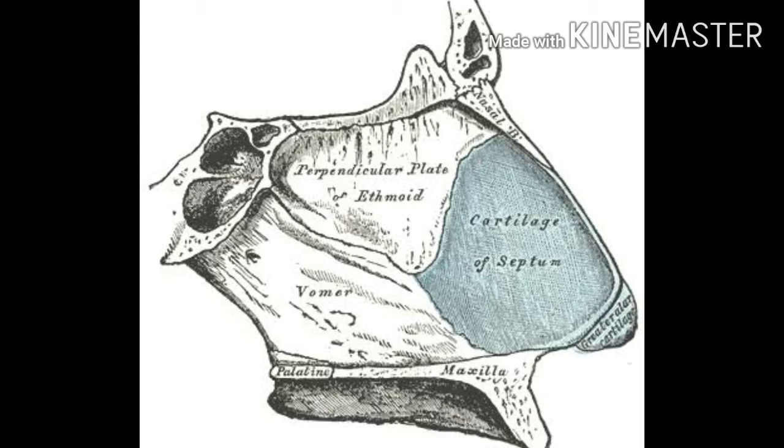The bony part consists of two bones: one is the vomer bone and the other is the perpendicular plate of ethmoid. Now coming to the cartilaginous part, it is formed again by two parts. One is the septal cartilage and the other is the septal process of inferior nasal cartilage. I am repeating again: one is the septal cartilage and the other is the septal process of inferior nasal cartilage.